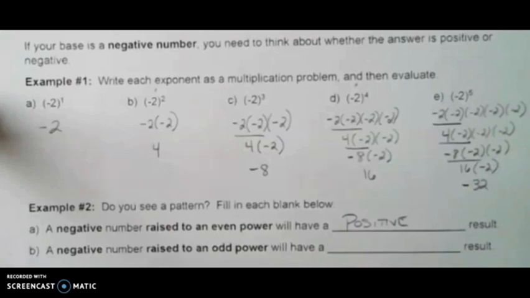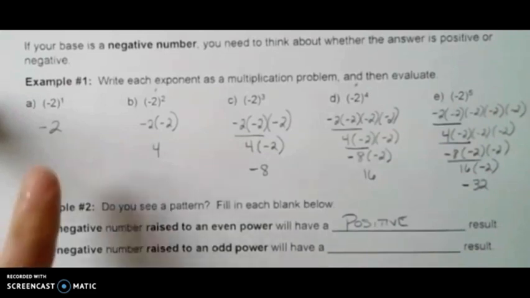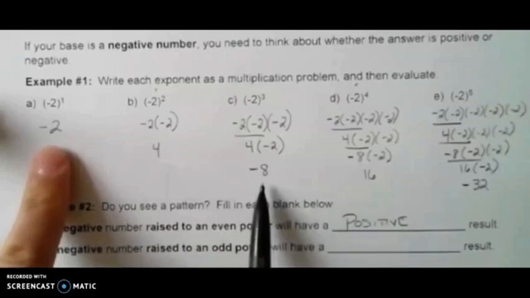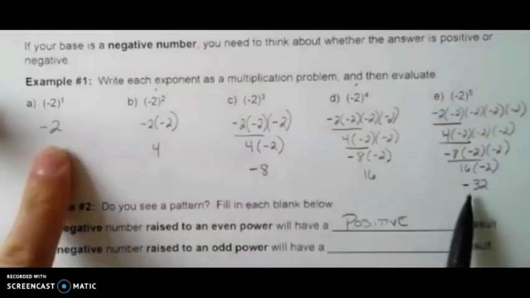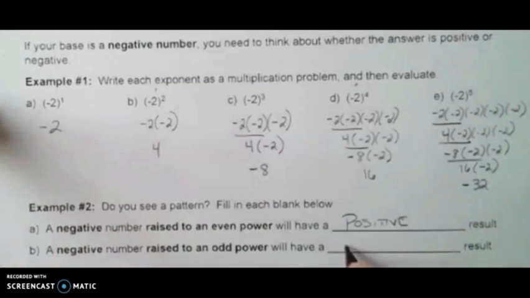But if you raise your negative number to an odd power, like in example A, example C, and example E, notice this time that that's going to give you a negative result. A negative number raised to an odd power will give you a negative result.